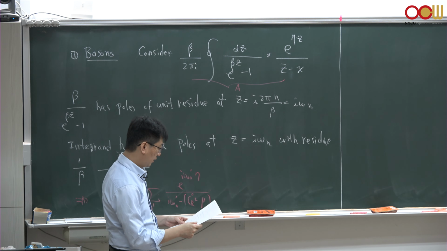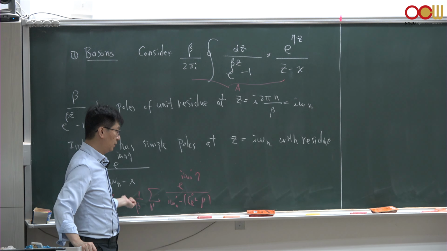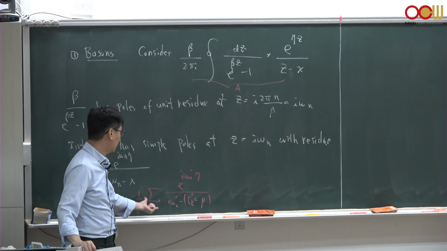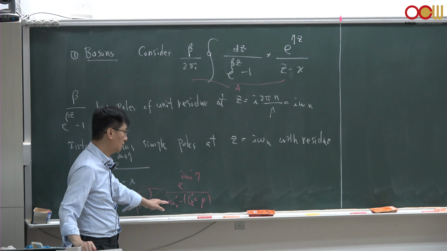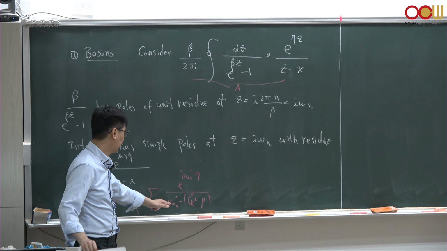As I mentioned, what we need is to perform such a Matsubara sum, and there's a prefactor 1 over beta in front of this Matsubara sum, and in the numerator we get e to the i omega n eta, and in the denominator we get i omega n prime minus epsilon_0 k prime minus mu. So let's just try this. Let's consider this contour integration, and later we'll see that this red A here, which involves beta over 2 pi i times this contour integration, is exactly what we need.